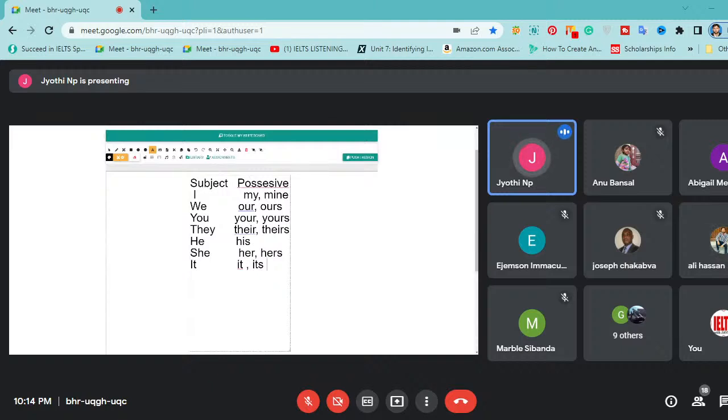So I'm not going to take reflexive pronouns now. We're just going to go to linking verbs. First I'll explain what is a verb. We also have main verbs and linking verbs. So I'll just start with that.